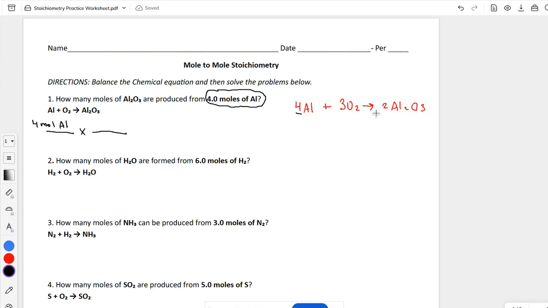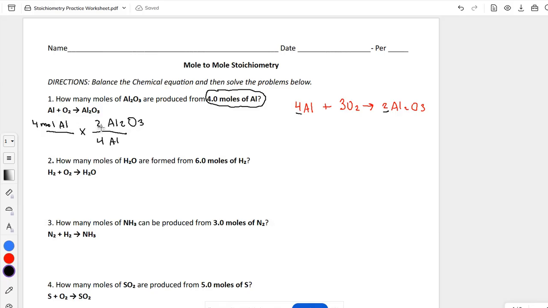Now we use the mole ratio. 4 moles of aluminum for every 2 moles of aluminum oxide. Since Al is on the top left, Al is going to go on the bottom right because we want to get rid of aluminum. Whatever unit you put on the top left, it's going to go on the bottom right. And the number is 4, so it's 4 Al. And the one we want is right here: how many moles of aluminum oxide? And the number is 2, so it's 2 Al2O3.